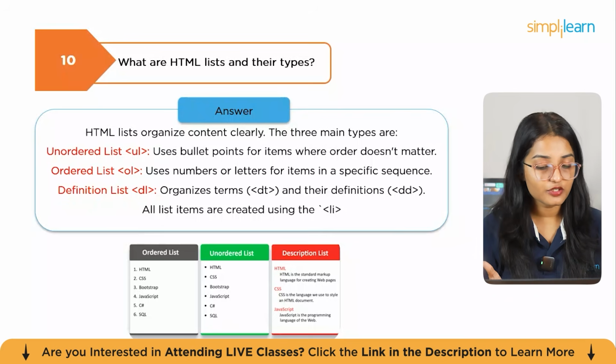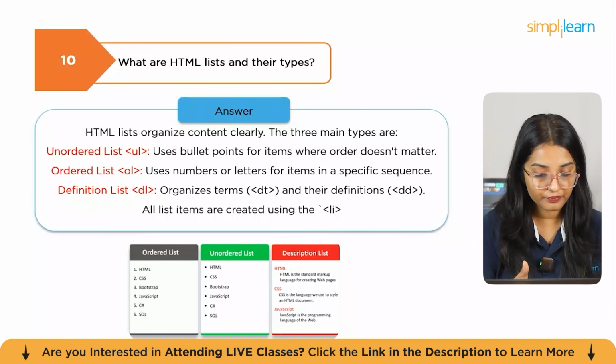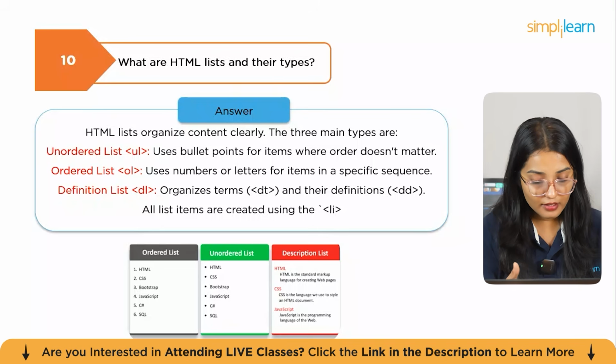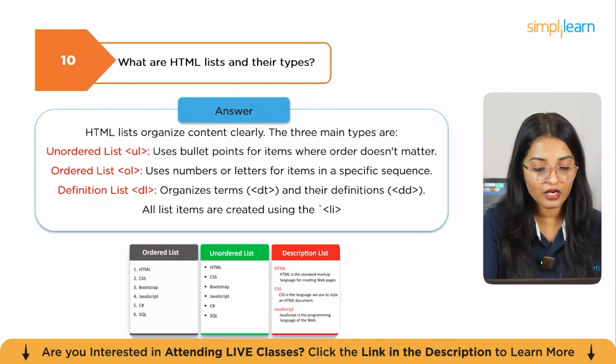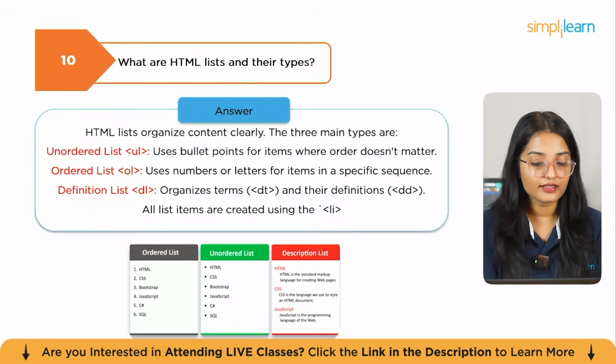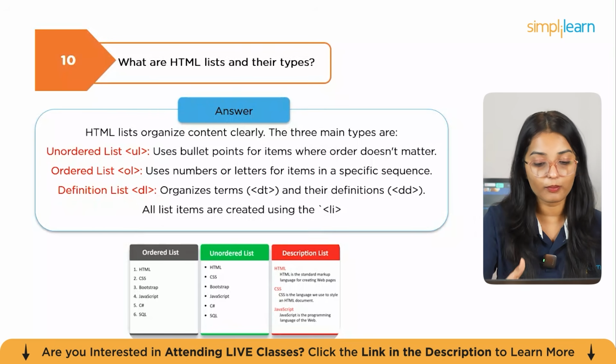And in the unordered list, we have HTML, CSS, Bootstrap, JavaScript, C#, SQL. Again, in the description list, we've got HTML. The HTML is a standard markup. You see what is the main difference between ordered, unordered, and description list, and what is the format for writing these.